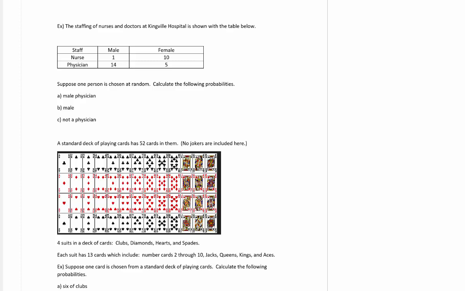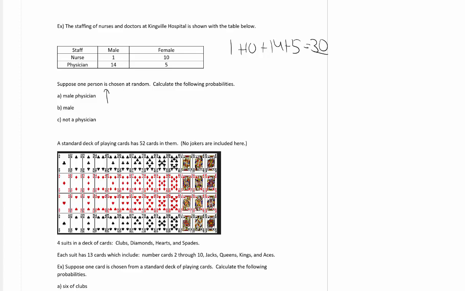So the staff of nurses and doctors at Kingville Hospital is shown with the table below. Suppose one person is chosen at random. Calculate the following probabilities. So what's the probability we're going to select a male physician? Well, before we do that, let's add up all the possible people. So I'm going to take 1 plus 10 plus 14 plus 5, and that's 30.